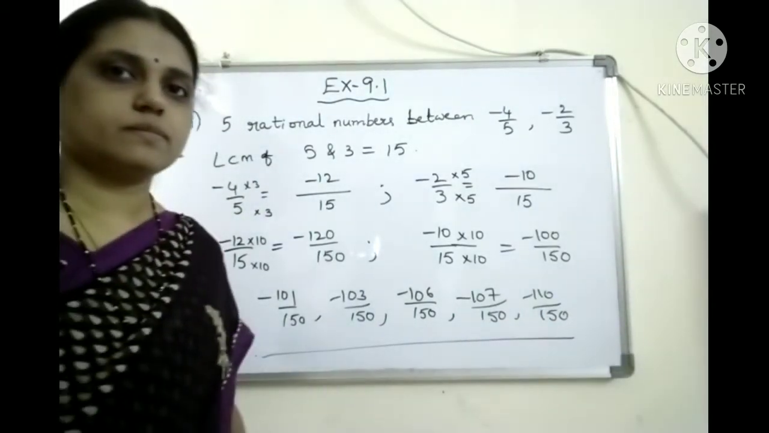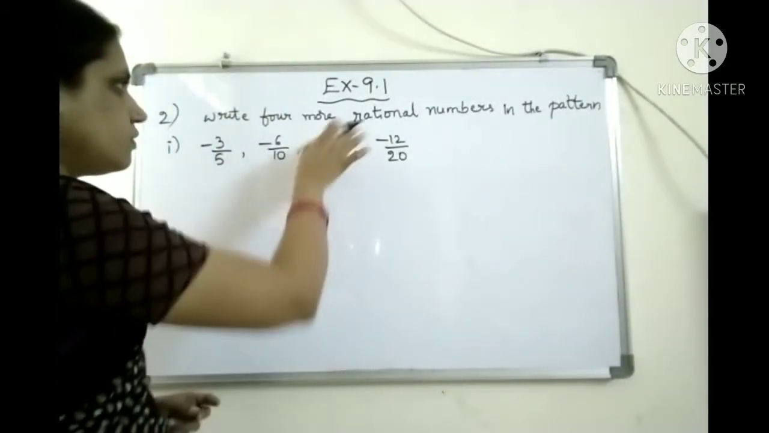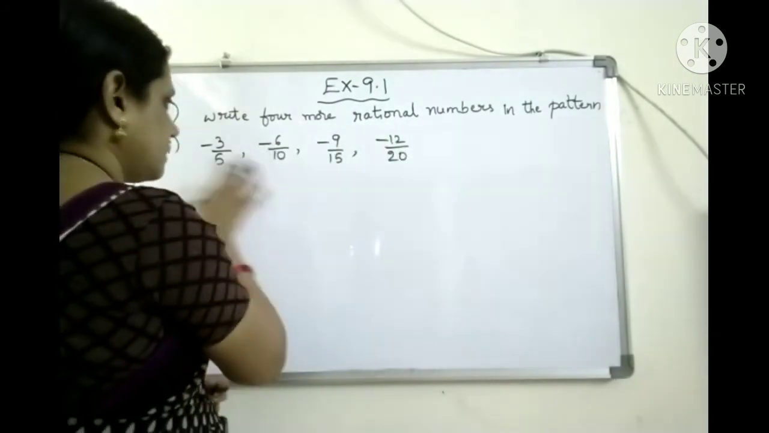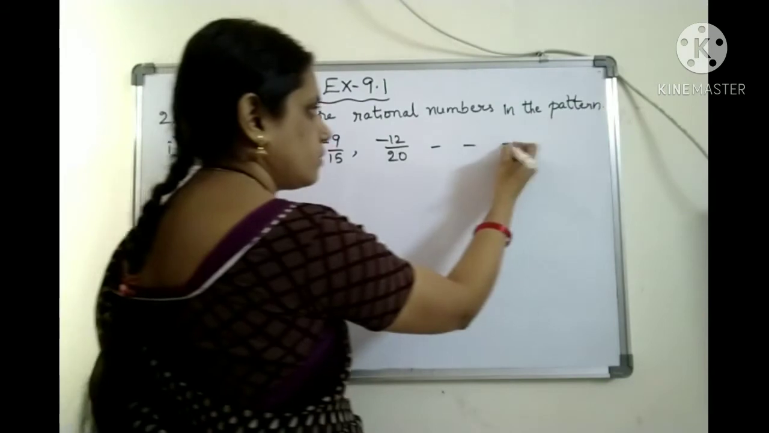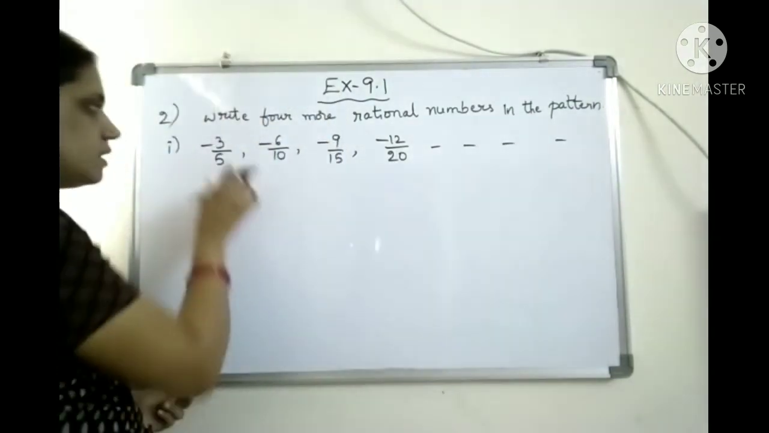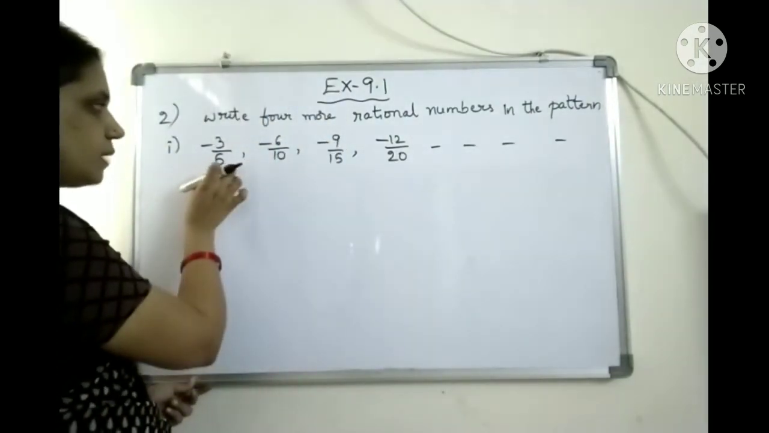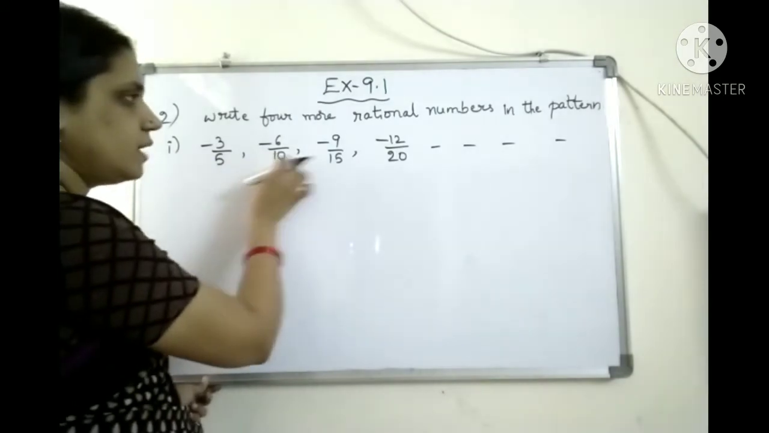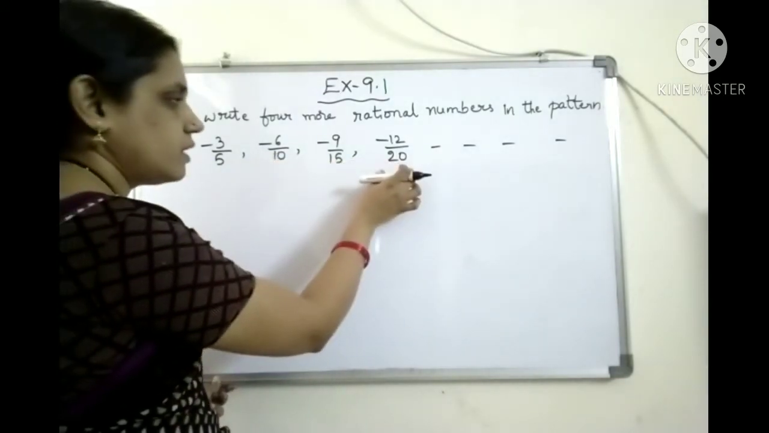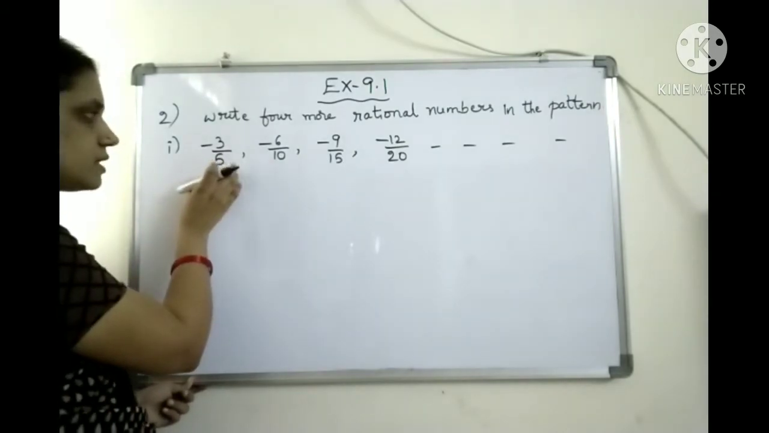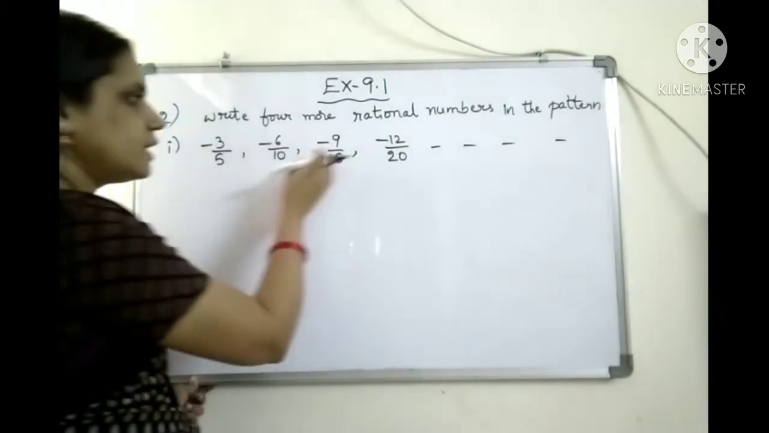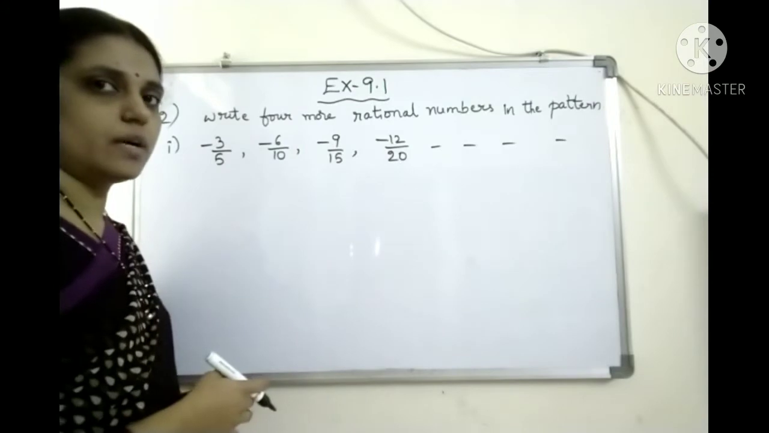Okay. Second question. Write 4 more rational numbers in the pattern. So here one pattern is given. In the same pattern you have to write 4 more rational numbers. So if you observe the numbers, here minus 3 by 5, minus 6 by 10, minus 9 by 15, minus 12 by 20. If you take the first rational number, minus 3 by 5, from this how we are getting these numbers, once we have to observe.